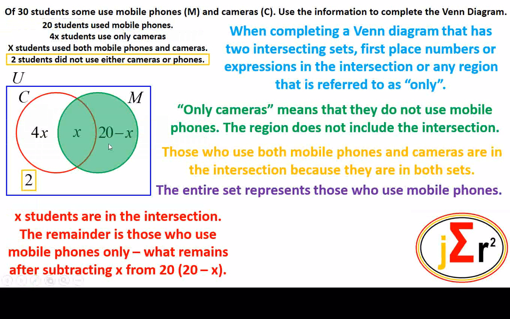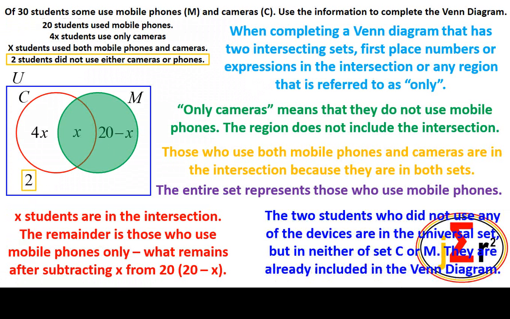2 students did not use either cameras or phones. 2 students did not use any of the devices. The 2 students who did not use any of the devices are in the universal set, but in neither of set C or M. They are already included in the Venn diagram. These 2 students, we do not have to account for them because they are already accounted for. They are in the Venn diagram, but not in any of the sets because they use neither mobile phones nor cameras in taking photographs.